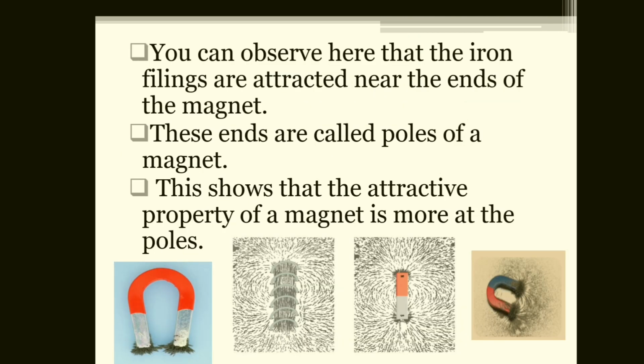You can observe here that the iron filings are attracted near the ends of the magnet. These ends are called poles of a magnet. This shows that the attractive property of a magnet is more at the poles. So, which part of the magnet is attracting? The ends of the magnet are attracting. Those ends are called the poles of a magnet. So, this activity shows the attractive property of a magnet: it is more at the poles.